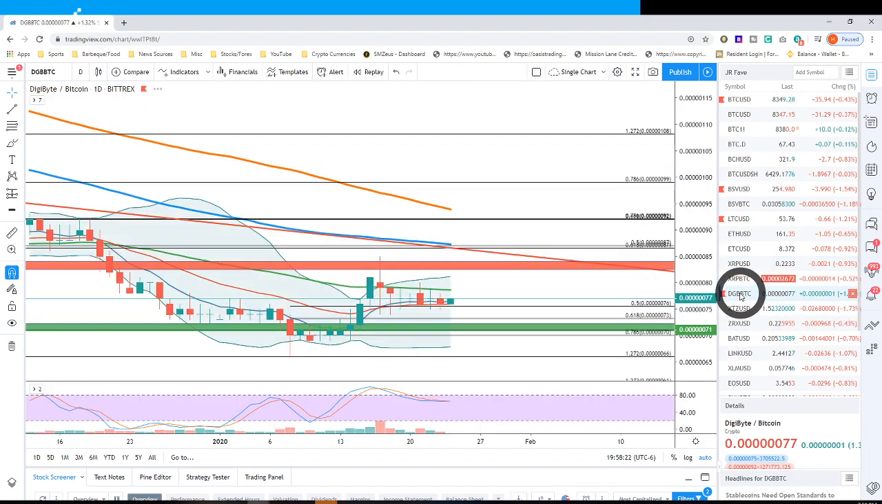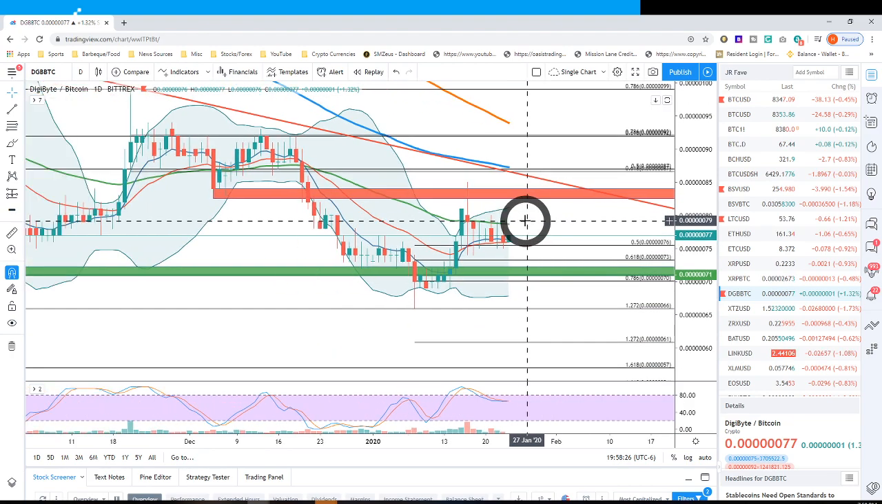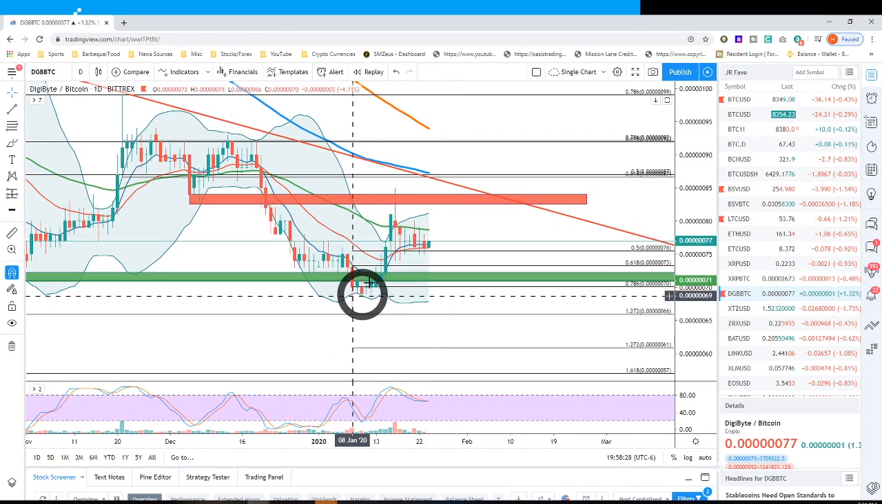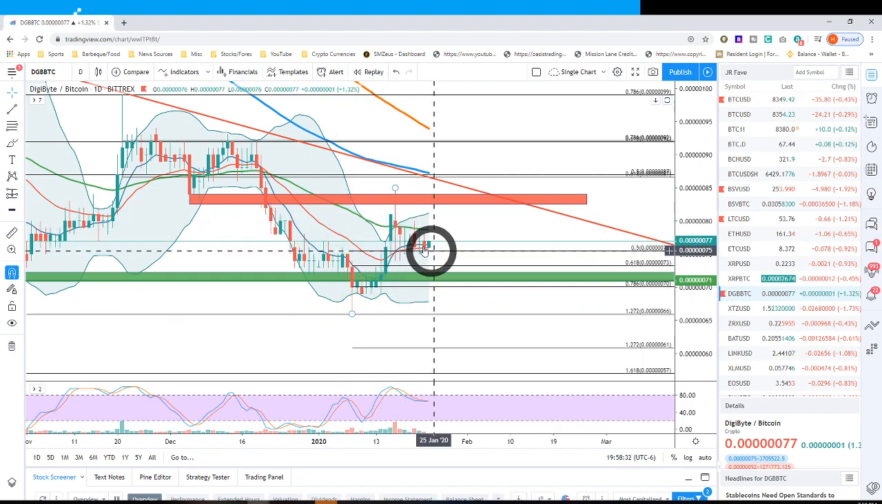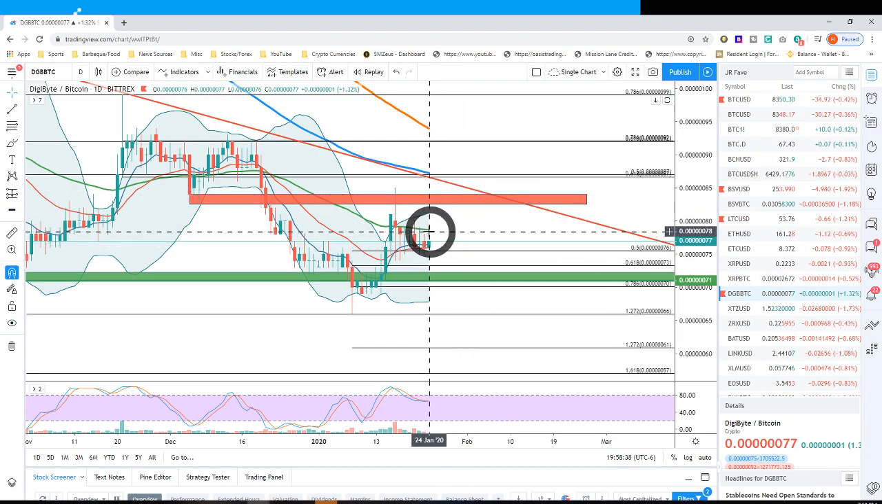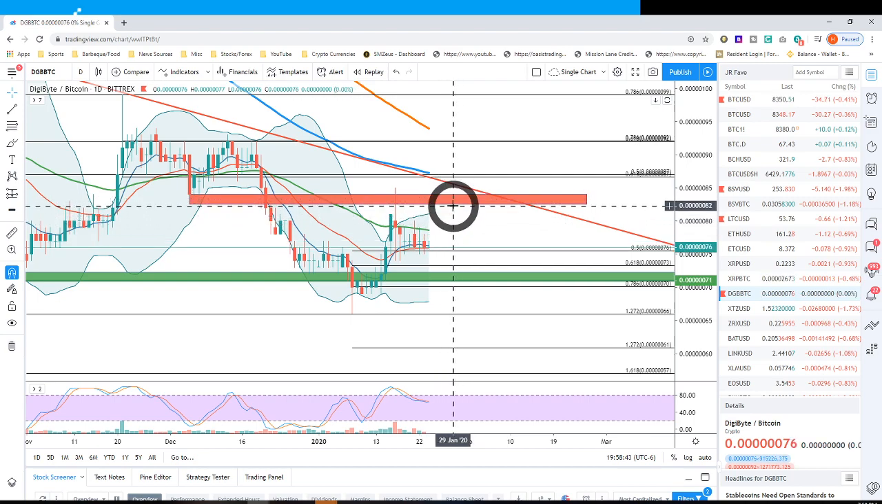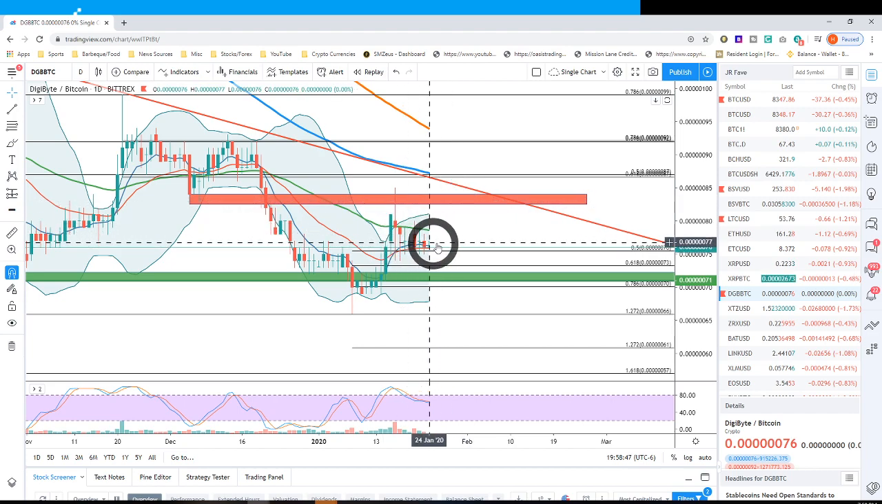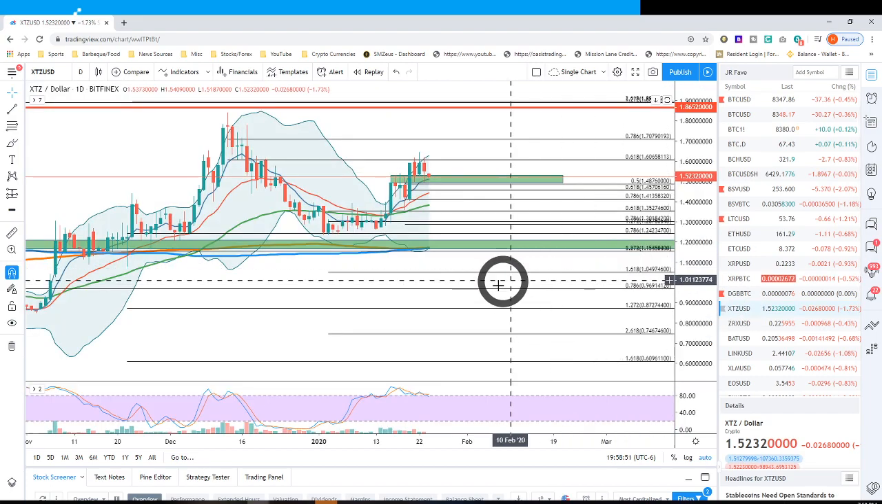Let's go to DigiByte. And DigiByte is basically just after the big move here, and I say big move, relatively speaking, just kind of consolidating right here. Still holding the 10 and the 20 EMAs. Needs to really close above this 50 to get anything really going. And then get past, hopefully, this resistance line. But this could take a while to play out. So that's DigiByte. Let's go to XTZ.